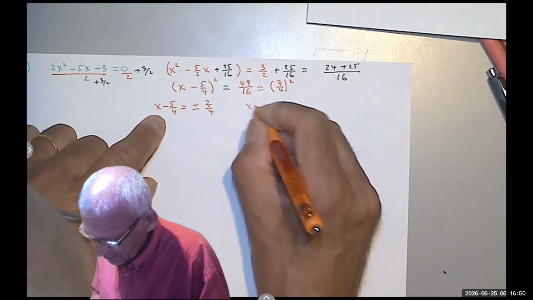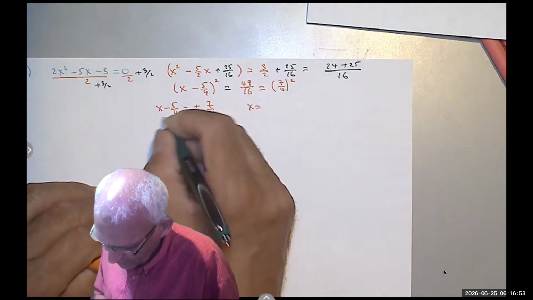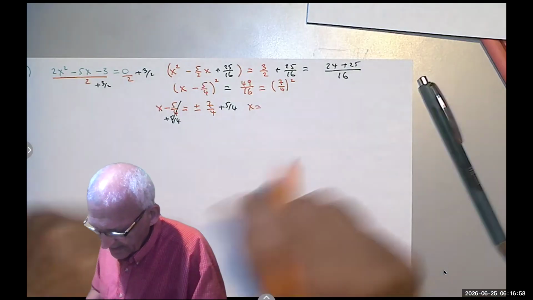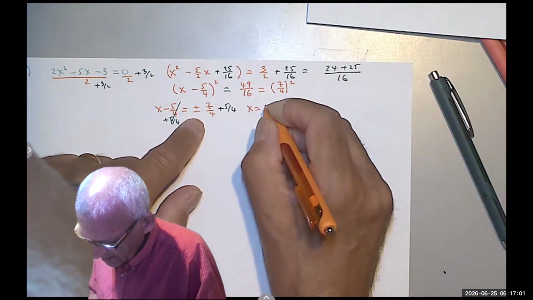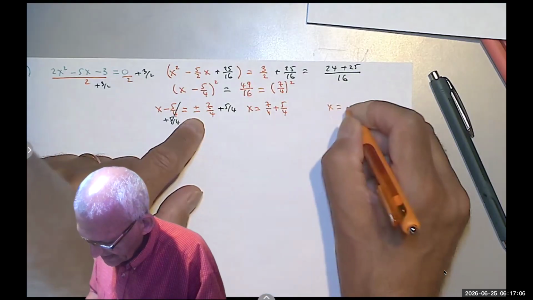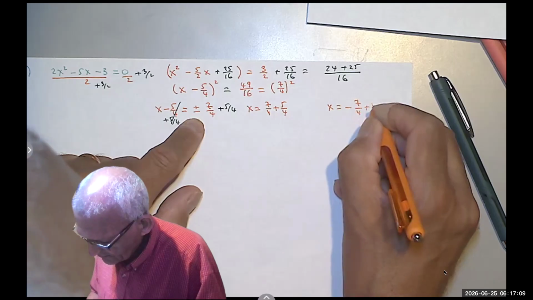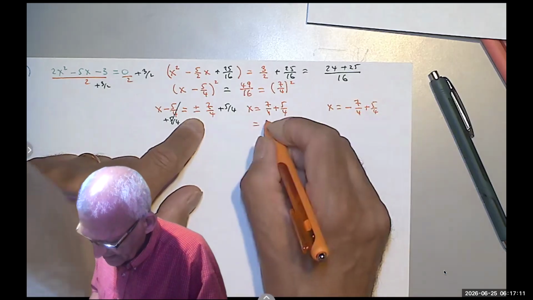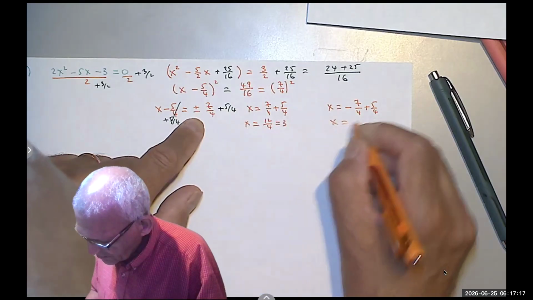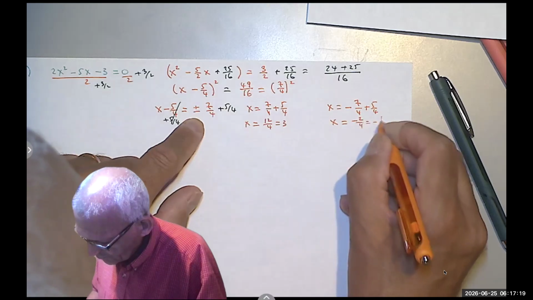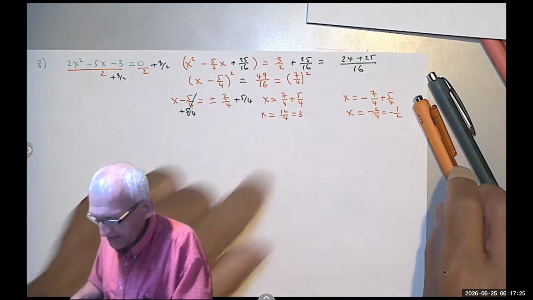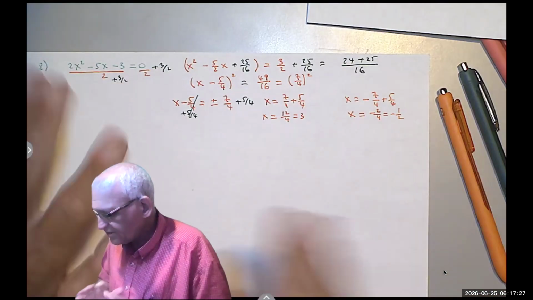So I will have x minus 5 quarters equals plus or minus 7 quarters. So either x equals, so I'm going to add 5 fourths to both sides. And I get x equals 7 fourths plus 5 fourths, or x equals negative 7 fourths plus 5 fourths. Here I get x equals 12 over 4 or 3. Here I get x equals negative 2 over 4 or negative 1 half. And again, you can go back and check if 3 and negative 1 half would make that 0, and it will.